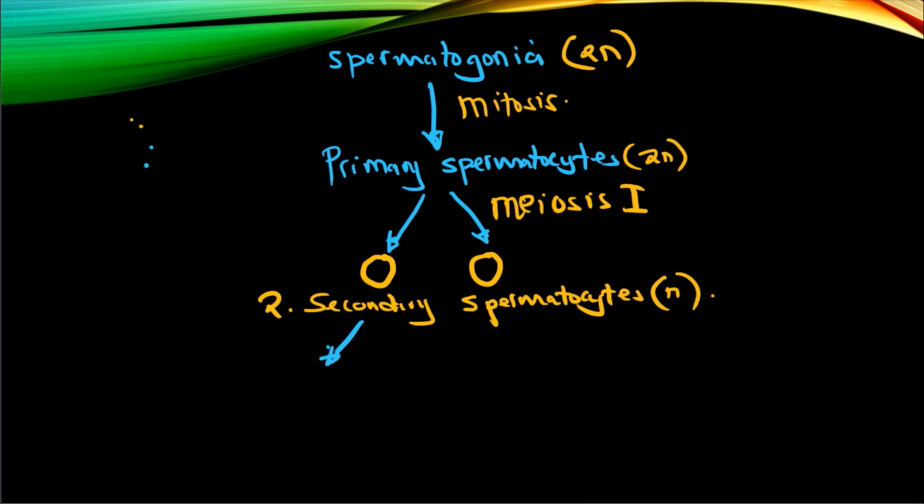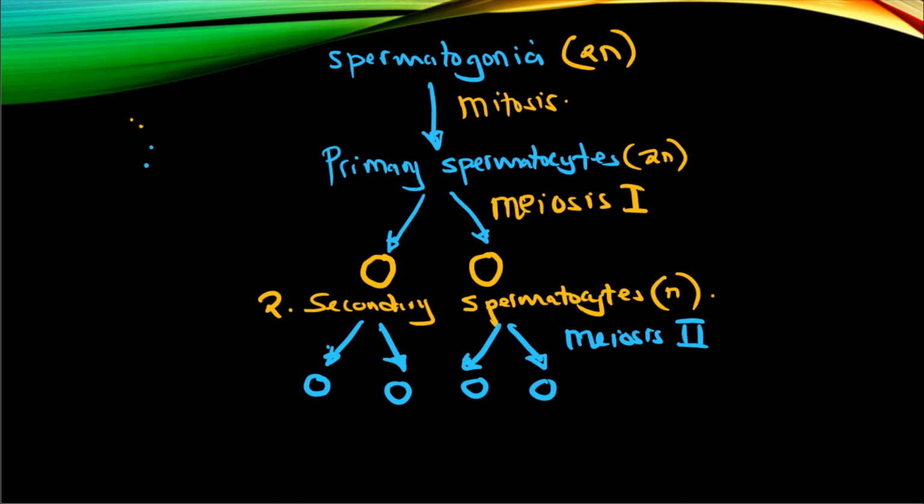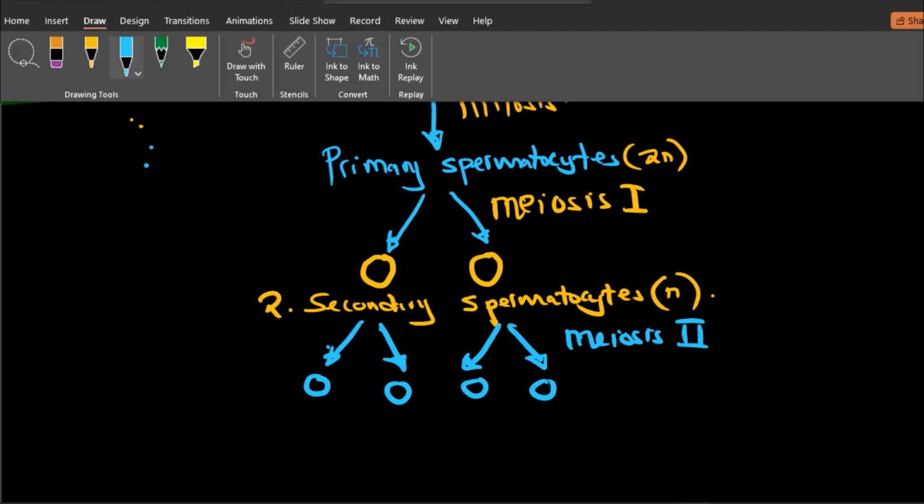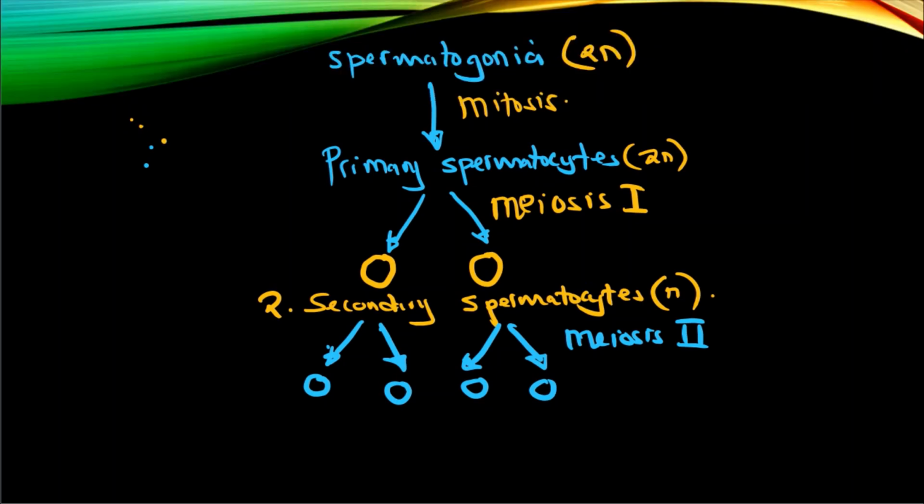This will enter meiosis 2 and produce two cells. This will also enter meiosis 2. When they enter meiosis 2, each of them is going to produce two cells. The two cells that are produced here are what we call spermatids. So spermatids are immature sperms.